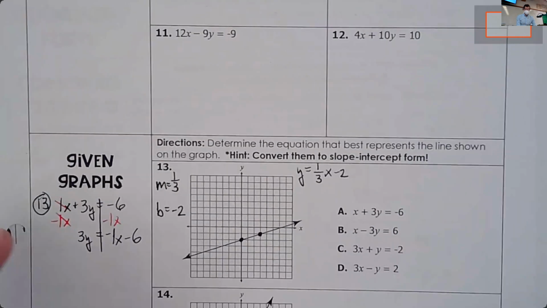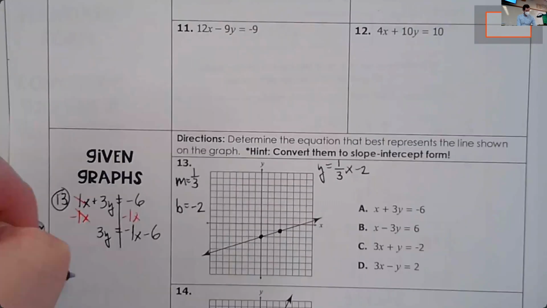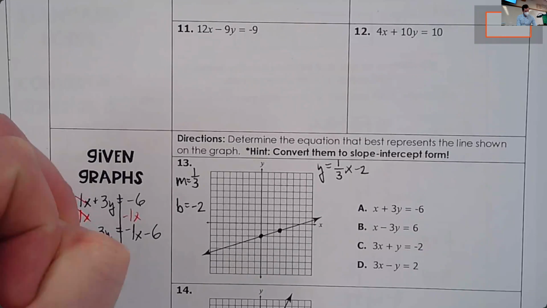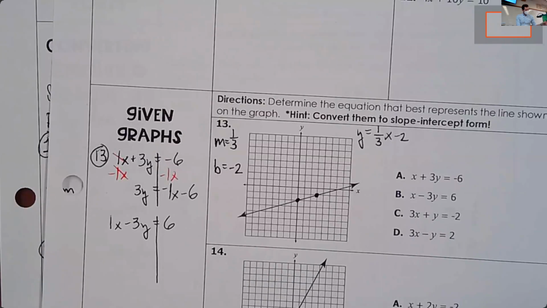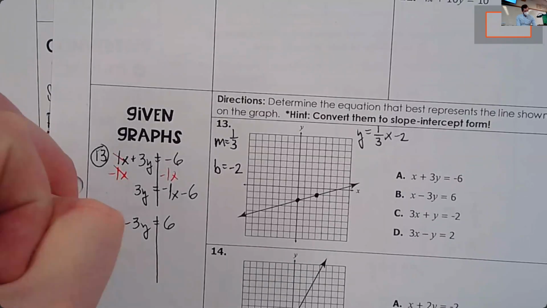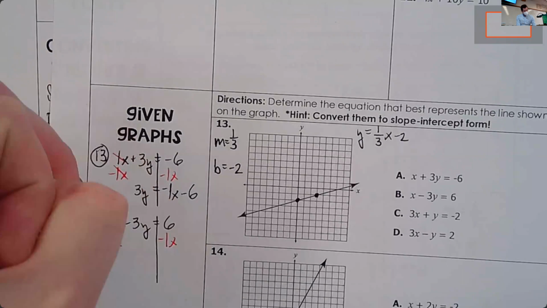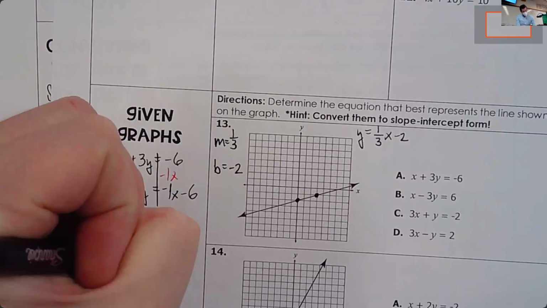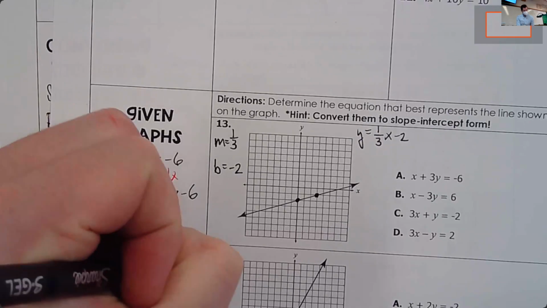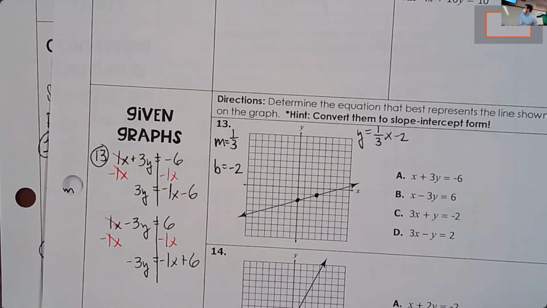So we got 1x minus 3y equals 6. So we'll try this one. Same first step. Subtract 1x from both sides. So -1x minus 1x. Those cancel out. And then we got a -3y equals a -1x, and that's a +6. I think this one's going to be looking pretty good when we're done with it.